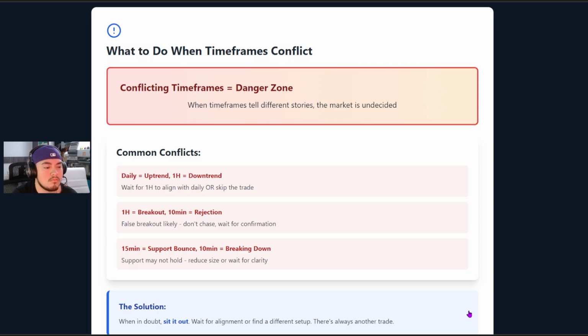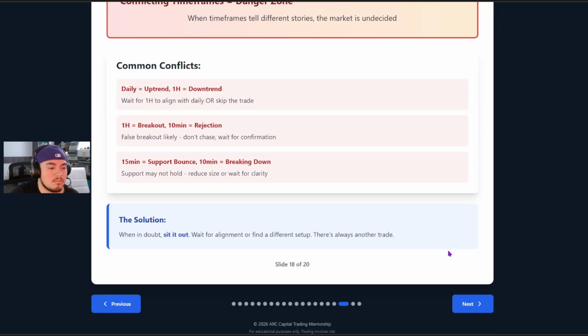The solution in this is, when in doubt, sit it out. When in doubt, sit it out. Listen, missing a trade is better than losing money. Missing a trade is better than a red trade, right? Wait for the alignment or find a different setup. Guys, there's always another trade.